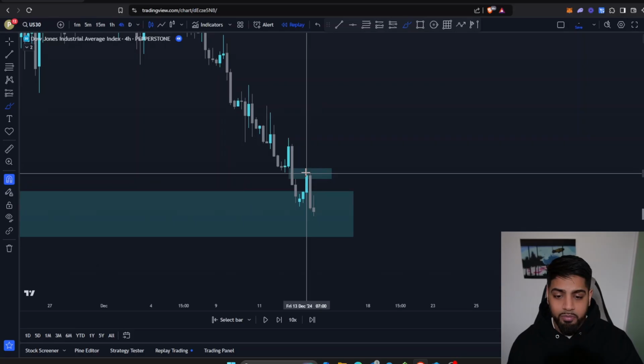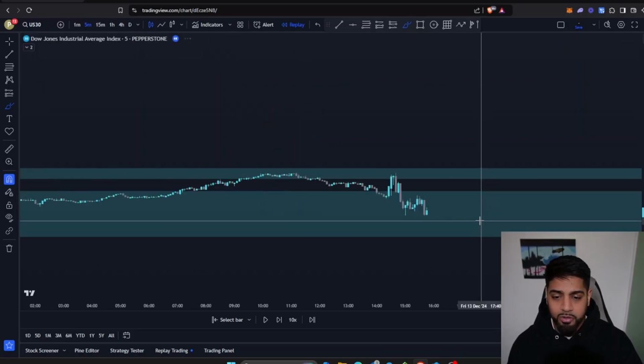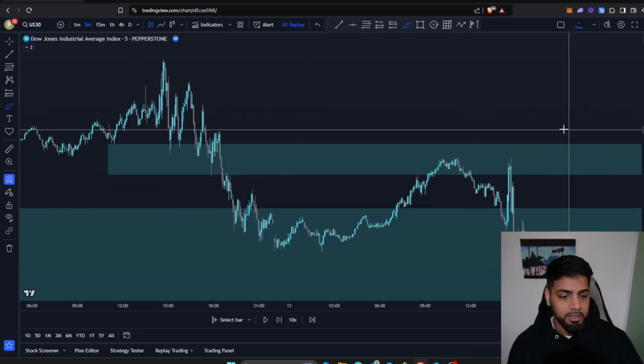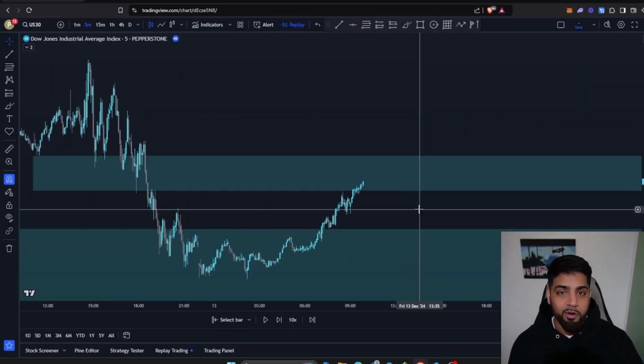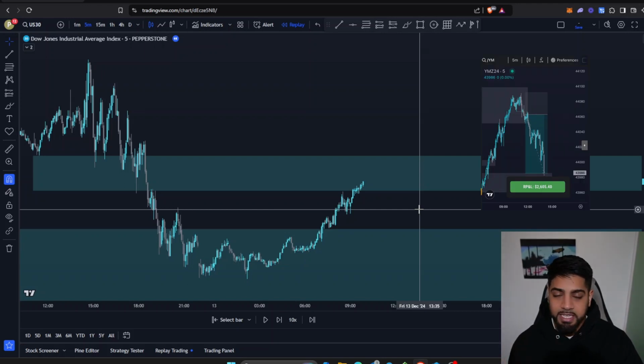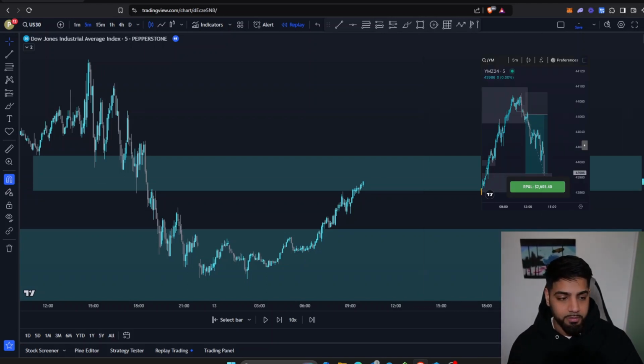And when price does eventually go and tap into it, what we can do is drop down to the lower time frames. And if I replay price, this is a trade that I took today on my Top Step account, and I'm going to put a screenshot on the screen right here so that you can see that the trade did close out for $2,600 in profit.